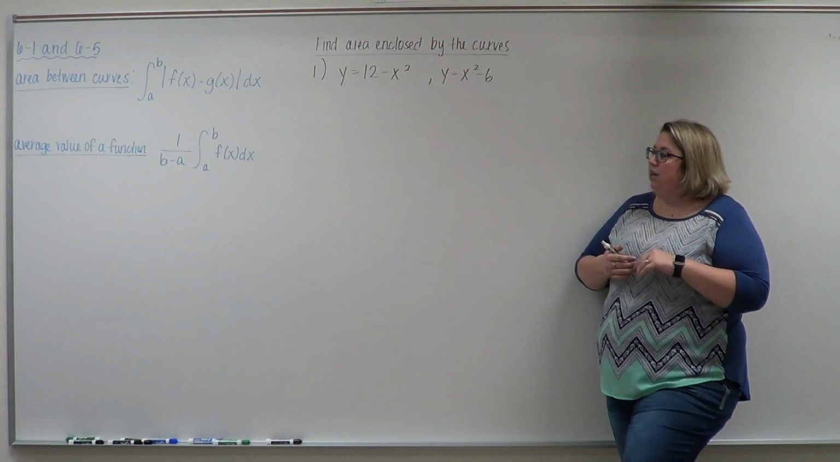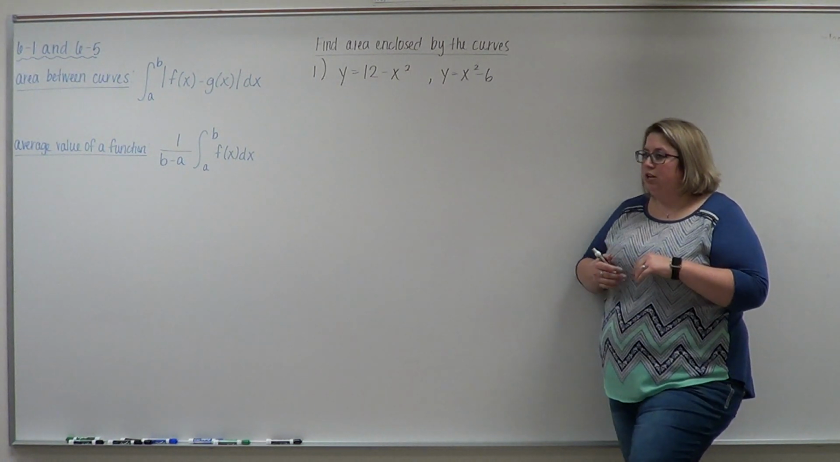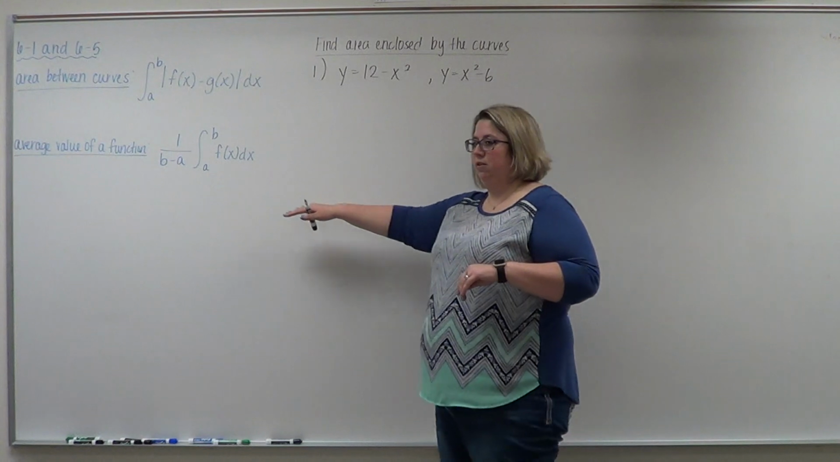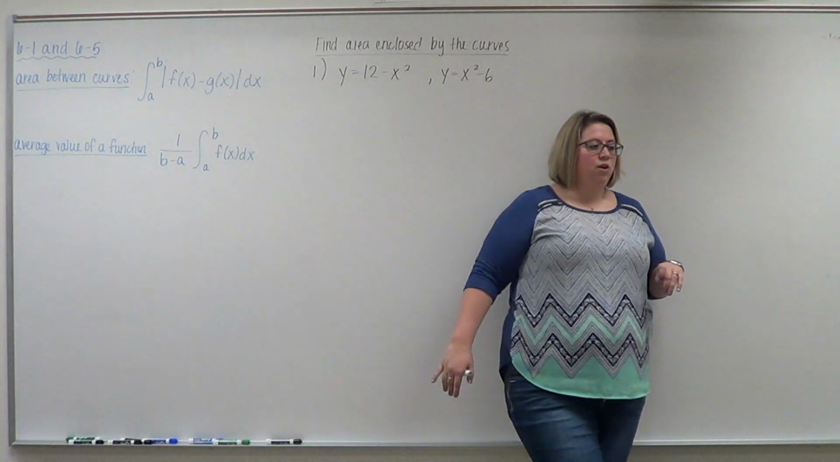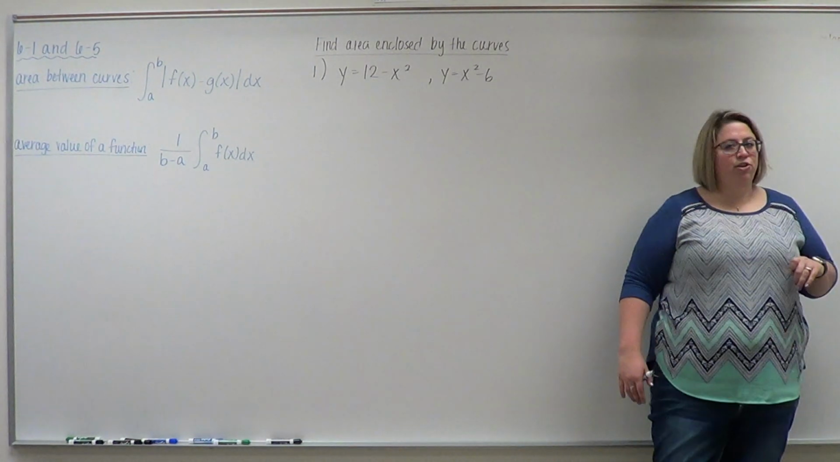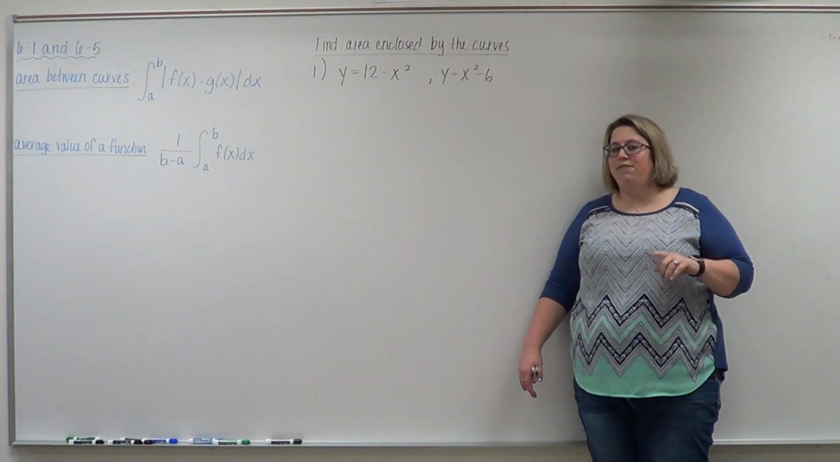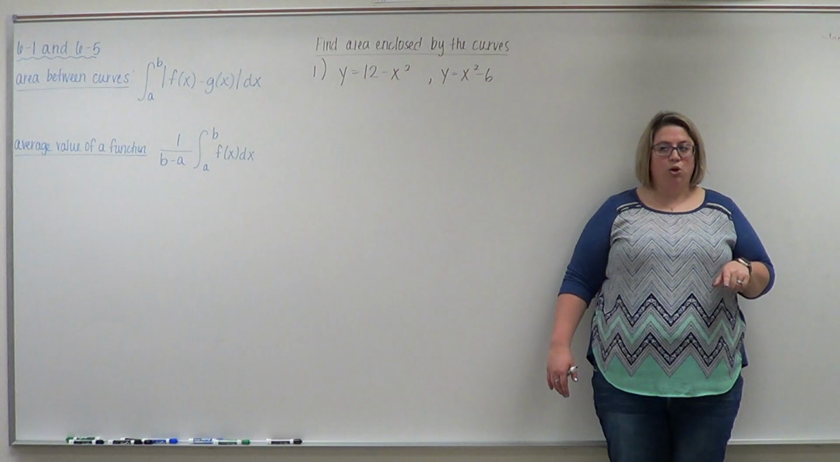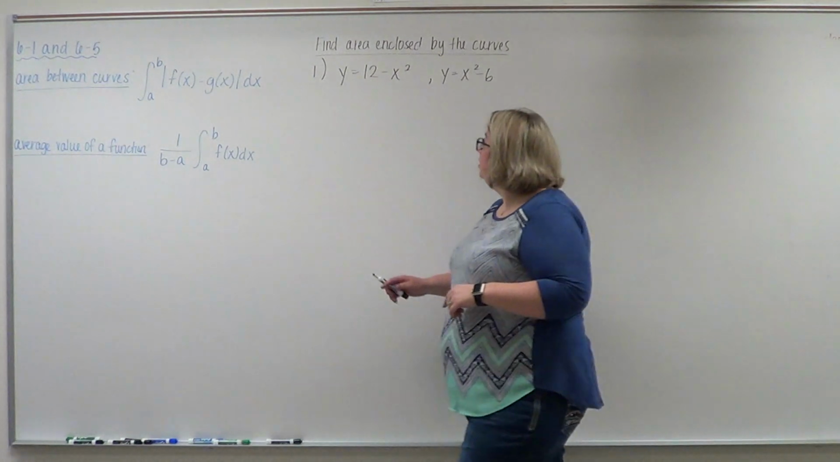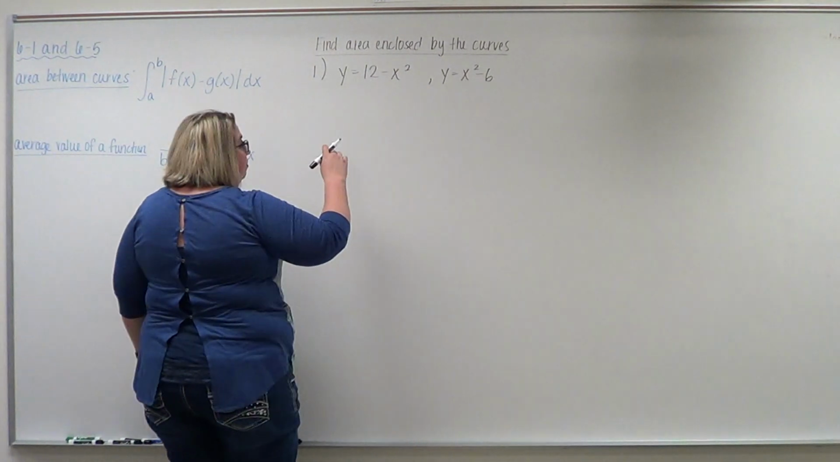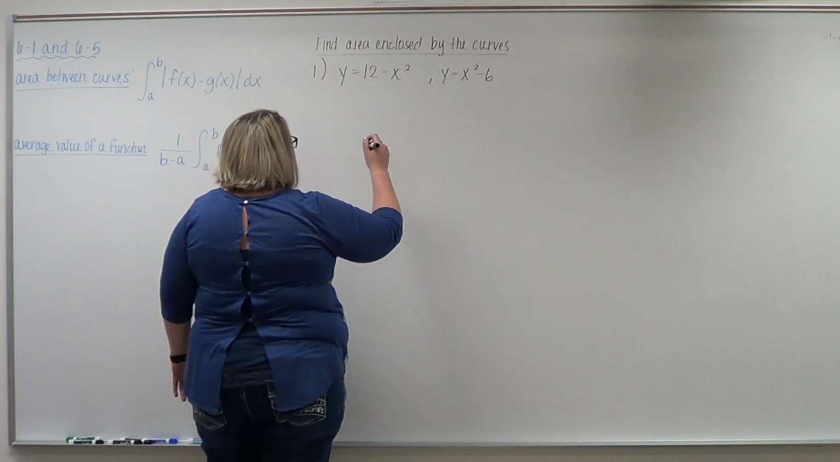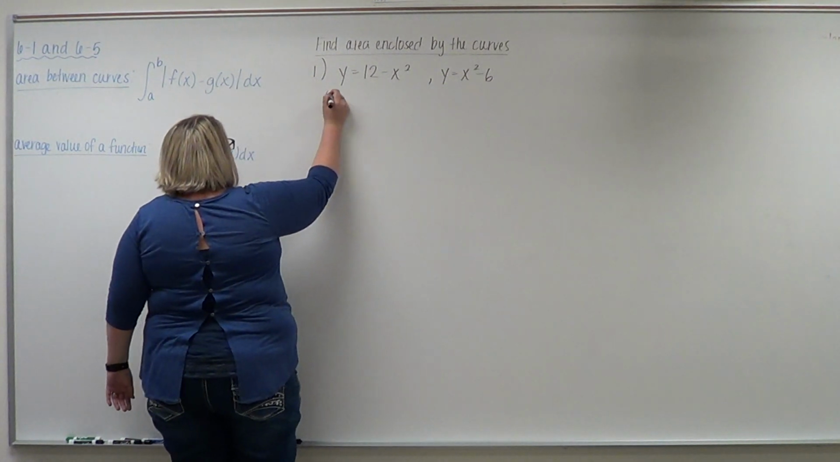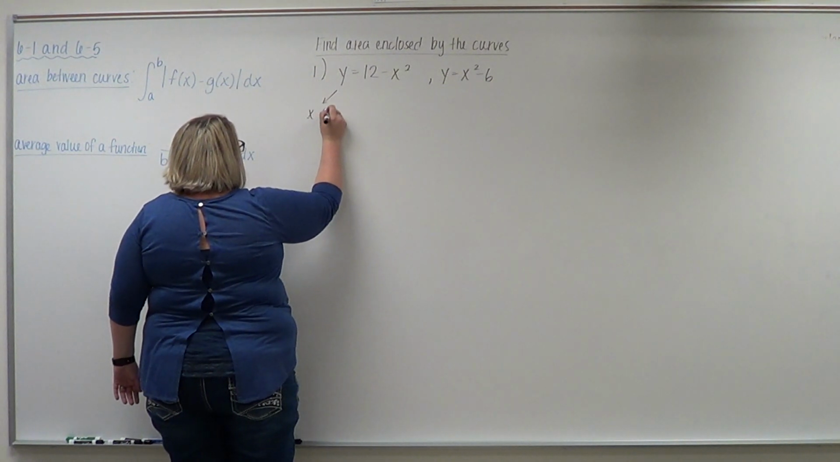Okay, and then the second one is the average value of a function. This is your formula for that. When you're trying to find area under a curve, I know you guys don't like to graph, but it's way easier if you can see the graph. So then you can understand what's going on. So I'm going to graph this. Both of these are going to be graphed on the same plane. And I'm just going to make t-charts to make it easier.